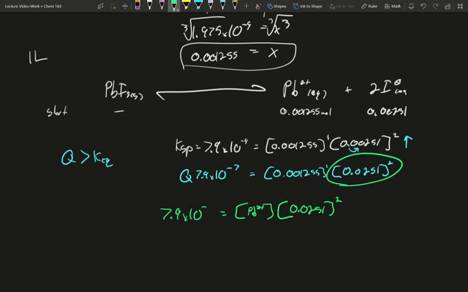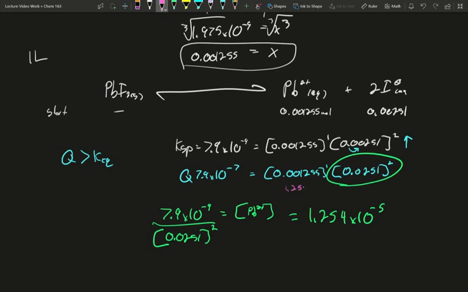Forget about changing things, just what would lead need to be if this was my concentration of iodide? I can move my iodide over here, divide by it, and solve for my lead concentration. It must be 1.254 times 10 to the minus 5. Originally it was 1.25, well, 1.255, slight rounding error there, times 10 to the minus 3.